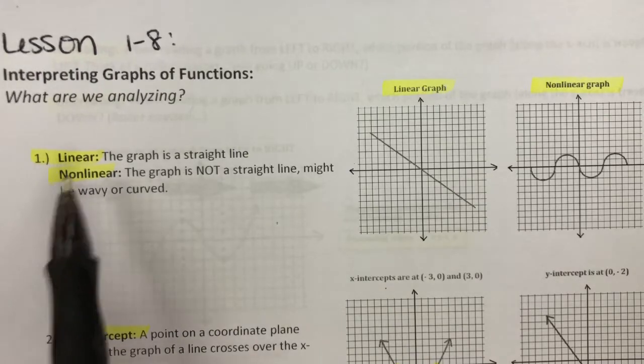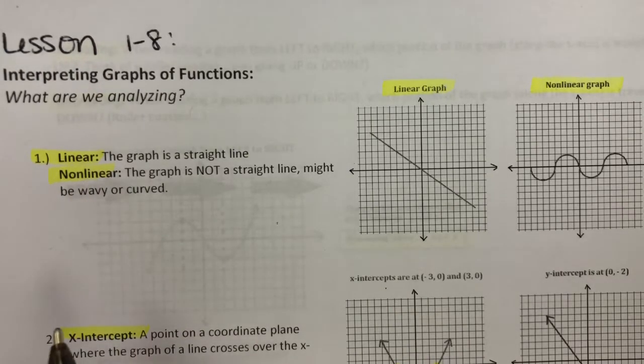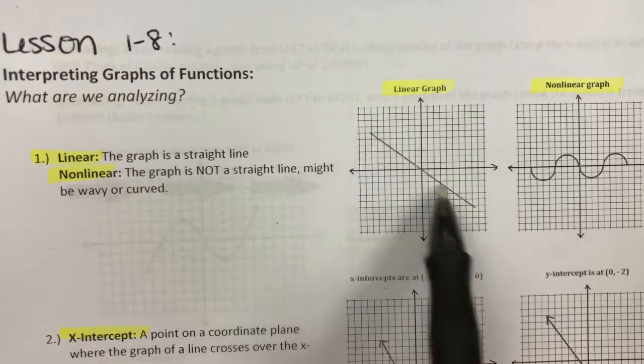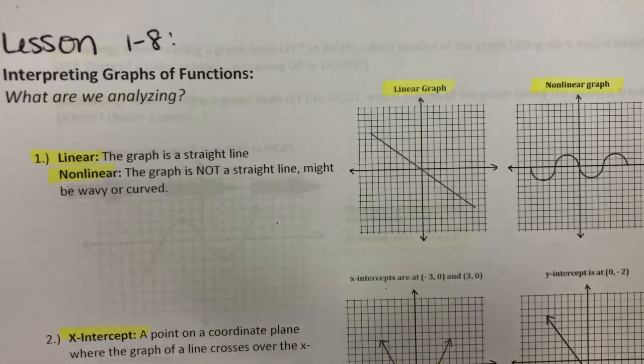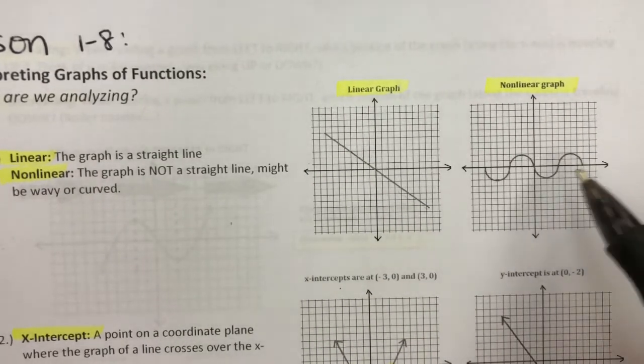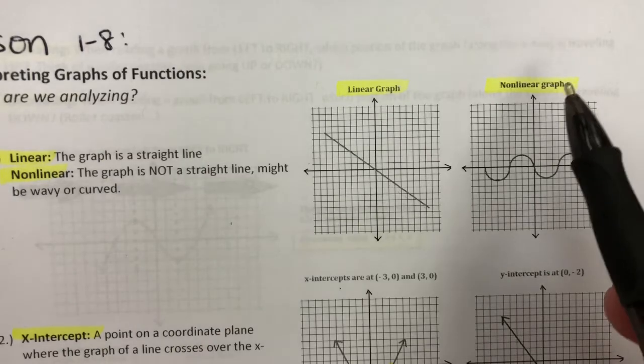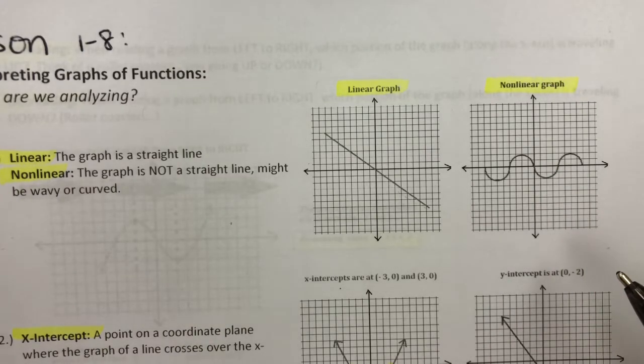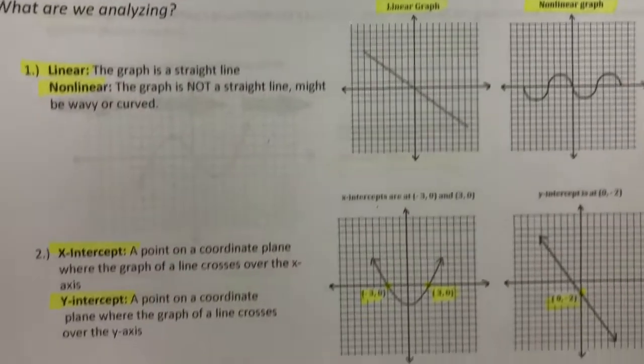First thing is, is your graph linear or nonlinear? Linear obviously means it's in a straight line. Nonlinear is anything else. If there's any curves to it whatsoever, it's not a straight line, that's nonlinear. So that's the first thing you can kind of look at and determine.